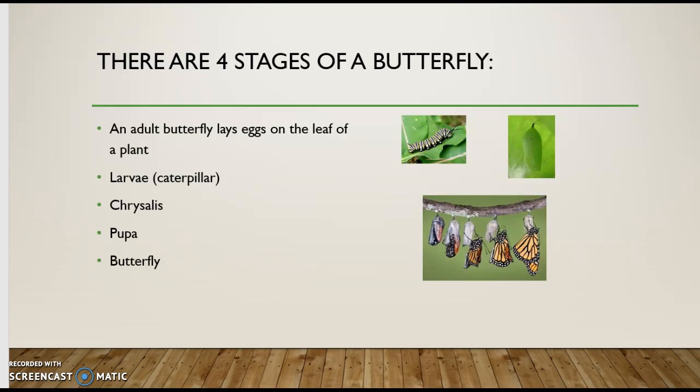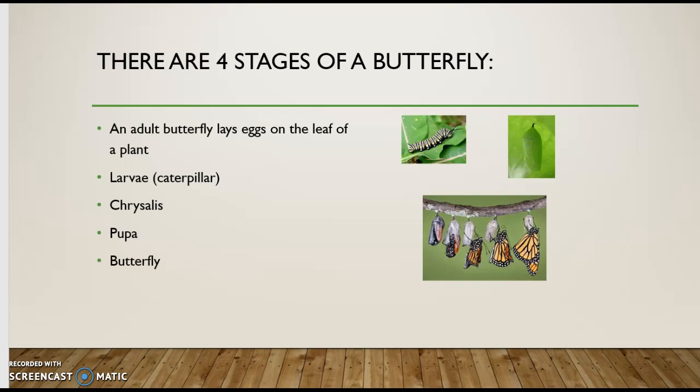So here we're going to teach the students about the 4 stages of a butterfly. An adult butterfly lays eggs on the leaf of a plant, and it turns into a larva once the eggs hatch. A larva is a caterpillar, and the way it grows and survives is on the shell of the eggs after they hatch. It's pretty interesting. Then they turn into a chrysalis, which is like a covering over them, where they're going to grow and stay.